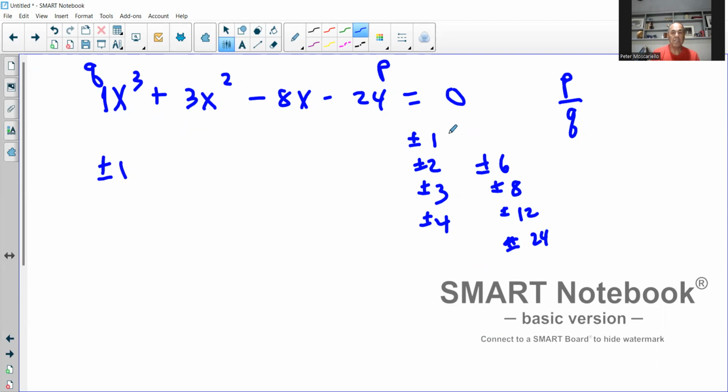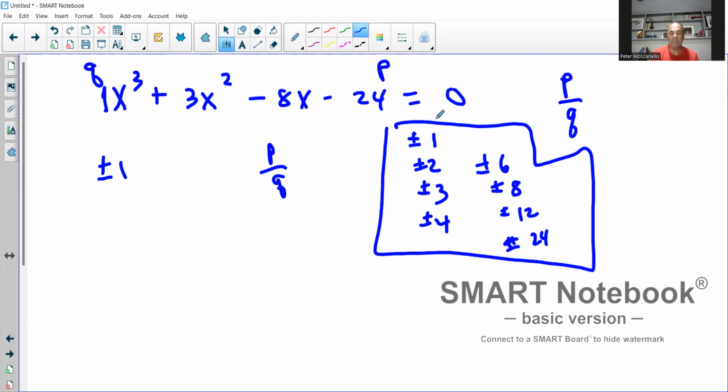And then we put all the P's over the Q's. The good news is, since that denominator is 1, 6 over 1 is 6, 12 over 1 is 12. So the P over Q list is actually this list. That's what you list in your answer column. Make sure it's plus or minus.